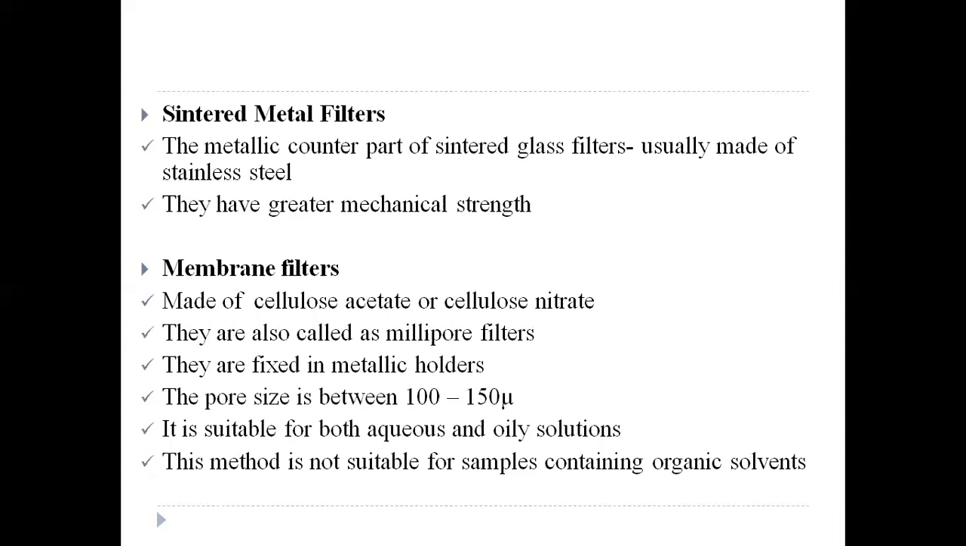So next we are going to discuss membrane filters. Membrane filters are generally made of cellulose acetate or cellulose nitrate. They are fixed in a metallic holder in almost a similar pattern, just like the asbestos pad we studied previously. The pore size in the membrane filter is generally between 100 to 150 micron, and it is also called a millipore filter.